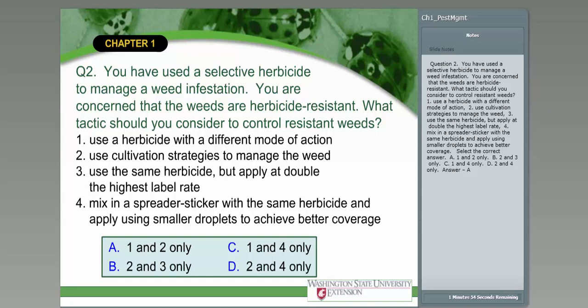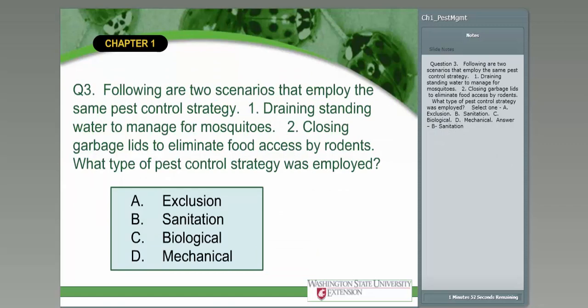Question 3. Following are two scenarios that employ the same pest control strategy. 1. Draining standing water to manage for mosquitoes. 2. Closing garbage lids to eliminate food access by rodents. What type of pest control strategy was employed? Select 1. A. Exclusion. B. Sanitation. C. Biological. D. Mechanical. The correct answer is B. Sanitation.